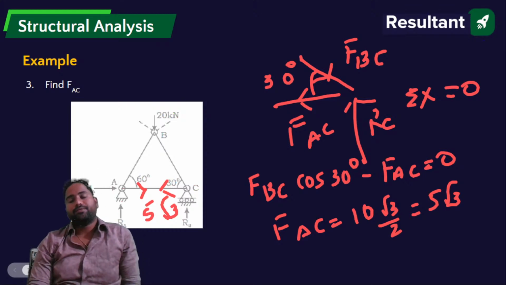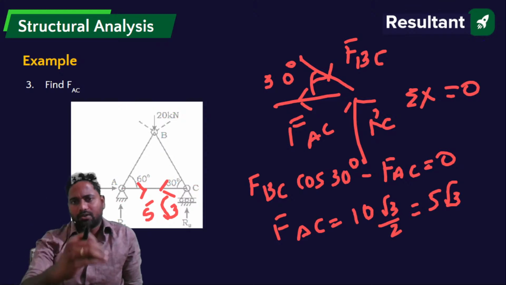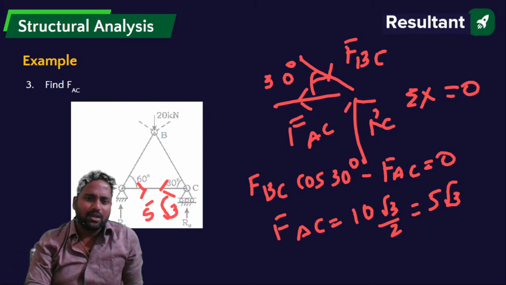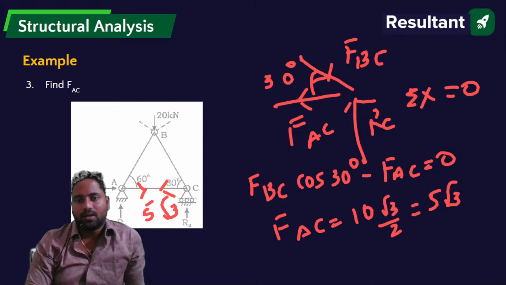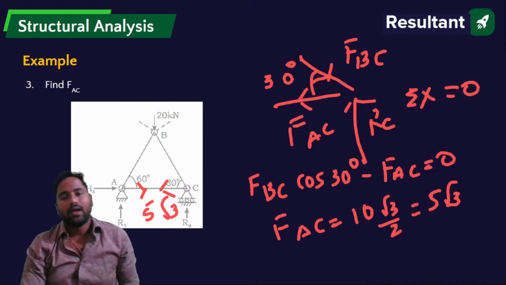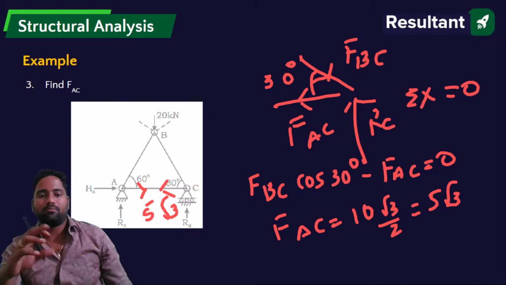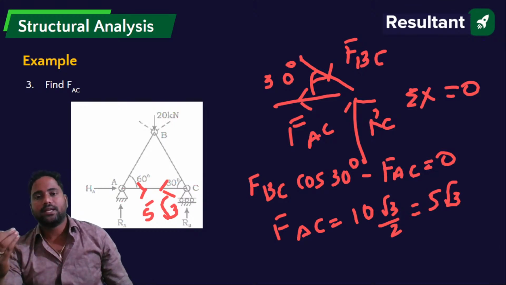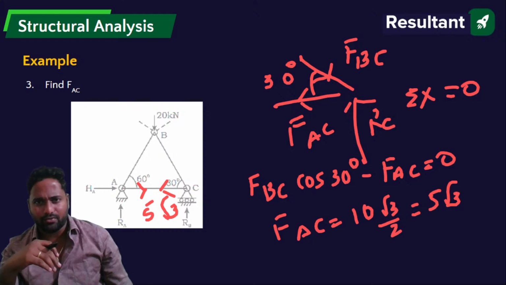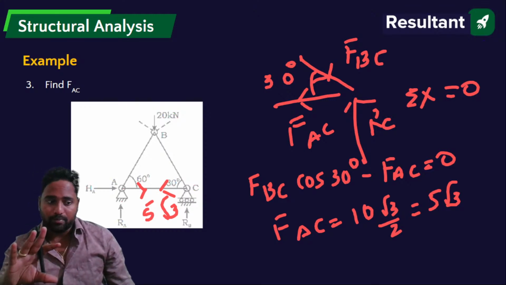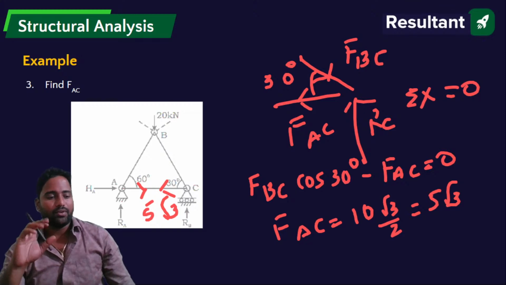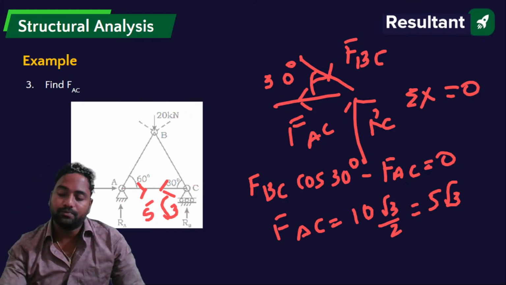So here, first I have considered equilibrium. First I tried to find out the support reactions, but I was not able to find out because I don't know the dimensions. So what I have done is I have taken equilibrium of joint B. I tried to find out the forces in member AB and BC, and by considering equilibrium of joint C, I tried to find out the forces in AC. So this is how you try to find out force in AC. Any doubts up to here? If you're having any doubts up to here, please let me know.